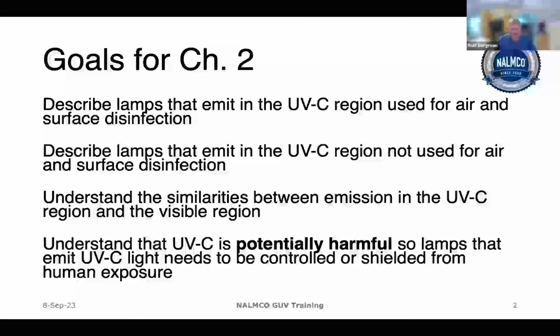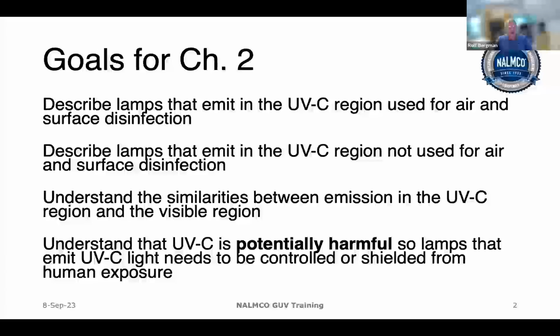Next slide. The goals for this chapter are to describe lamps that emit in the UVC region, particularly those used for air and surface disinfection. And also, we will describe lamps that emit in the UVC region that are not used for air and surface disinfection, but these will not be treated in quite the detail.